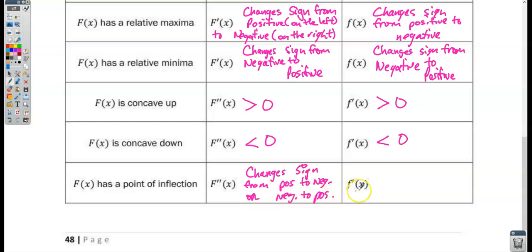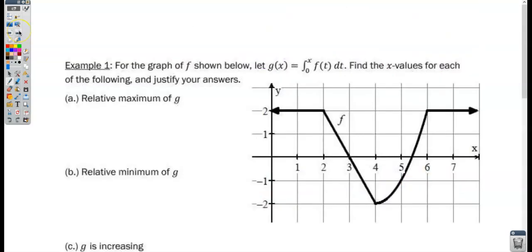And so if we're looking at f prime of x, we're looking for where it changes sign from positive to negative or negative to positive. And so we have a whole lot of information at our disposal based off of these relationships that might exist. So let's go ahead and use that information. Let's start with the first example here.